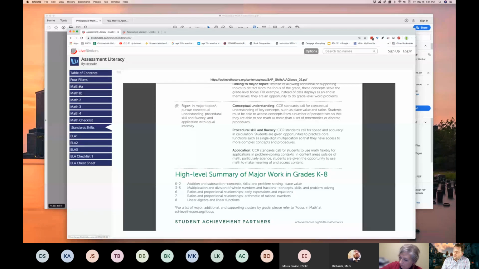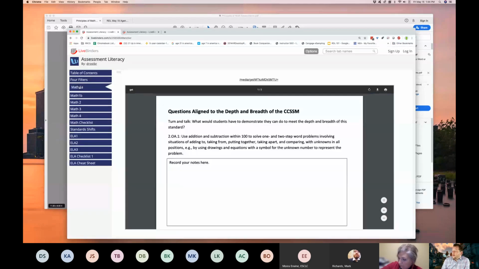So when you're in your live binder, I'm going to ask you to go ahead and click on Math 1A. Math 1A brings you to a standard. I chose 2OA1 for purposes of this one because it's an addition and subtraction one. I wanted to give you an example that directly correlates to the major work of the grade.